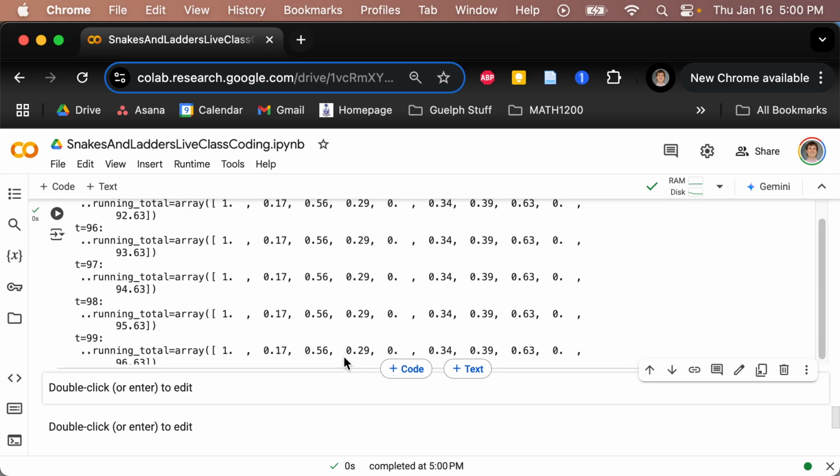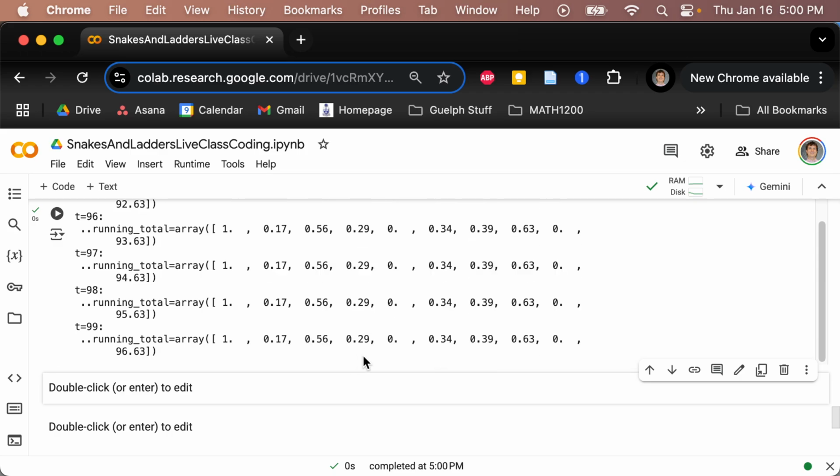Okay, so what are these numbers? Well, the numbers for being on square 0, square 1, square 2, square 3 are about the same as they were before, but now you've spent 96.6 turns on square 9. So if you play Snakes and Ladders 100 times, on average, you're going to spend 96 of those turns on square 9, the finished square, and you're going to spend like 1 or like 0.5 on all the other squares. That's how long you spent on each square.